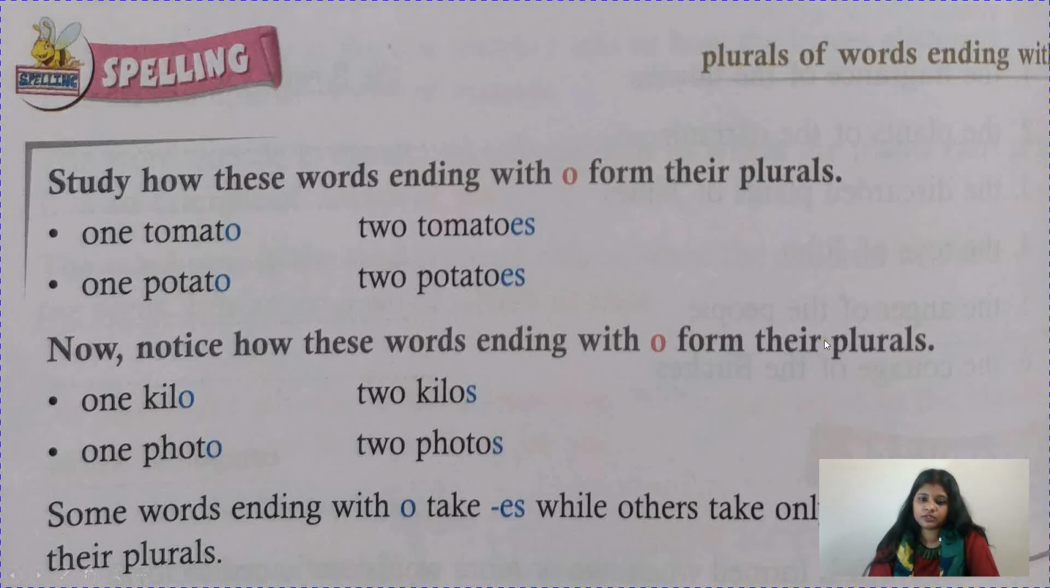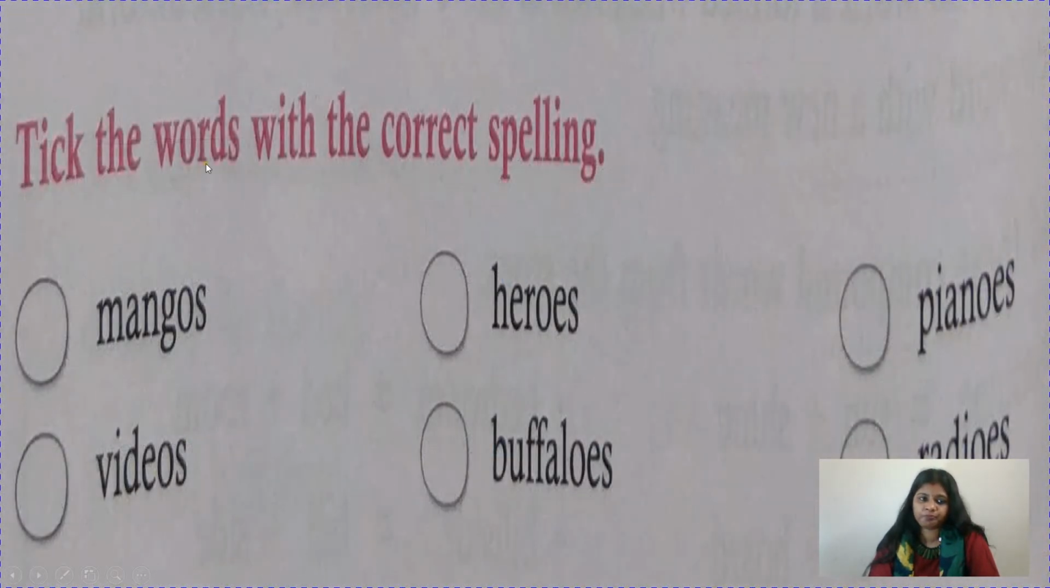Like, notice how these words ending with O form their plurals. One kilo, two kilos. One photo, two photos. So some words ending with O take es, while others only take s to form their plurals. So children, let us take the words with the correct spelling.